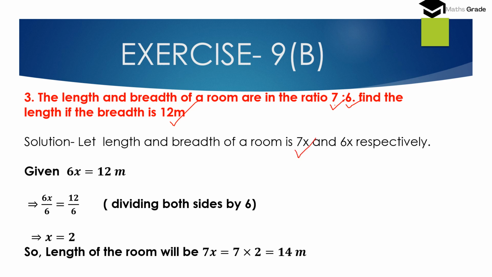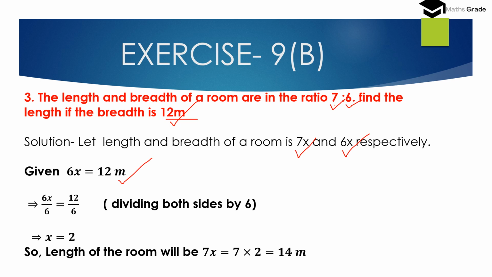Length is 7x and breadth is 6x of the room. Length of the room is 7x and breadth of the room is 6x. And given that the breadth of the room is 12 meter, that is, breadth of the room is 6x. यहाँ पे breadth दिया गया है 12 meter, so breadth will be 6x. यहाँ पे 6x 7:6, that is breadth of the room is 6x, so breadth होगा 6x equal to 12 meter.